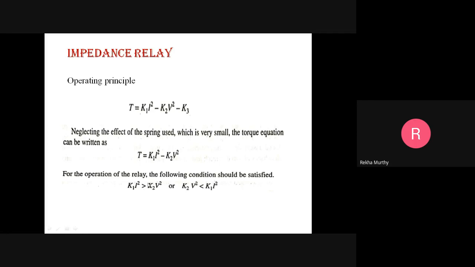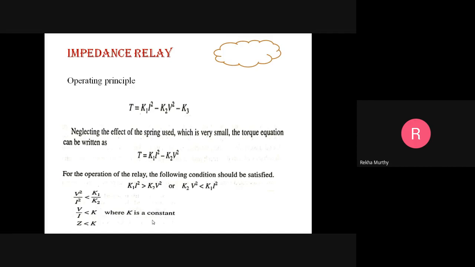You can further simplify this in a different way. My interest is to find out the impedance value. Impedance in ohms is the ratio of voltage by current, so we simplify this in such a way that we get V by I. When you do that, you get V^2 by I^2 less than K1 by K2, which is nothing but a constant K. So finally, Z should be less than K.